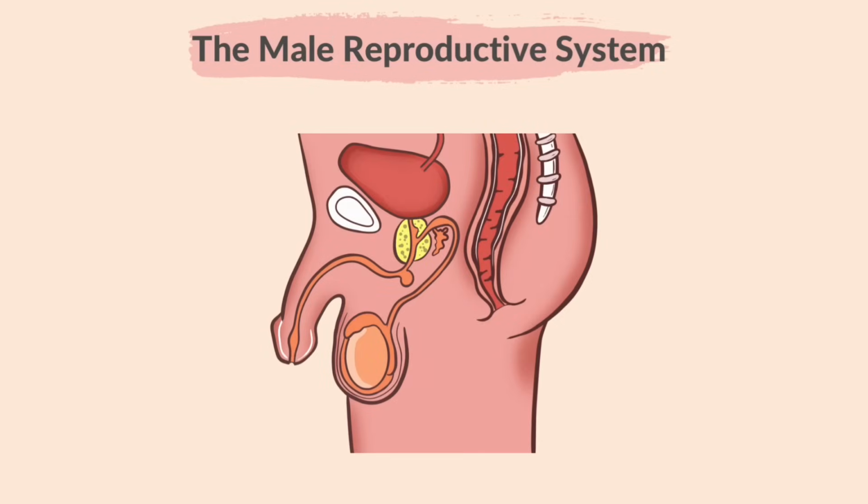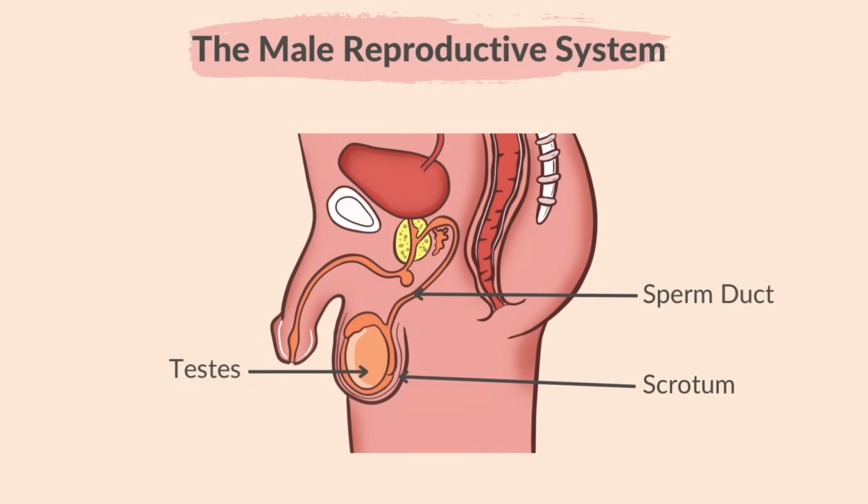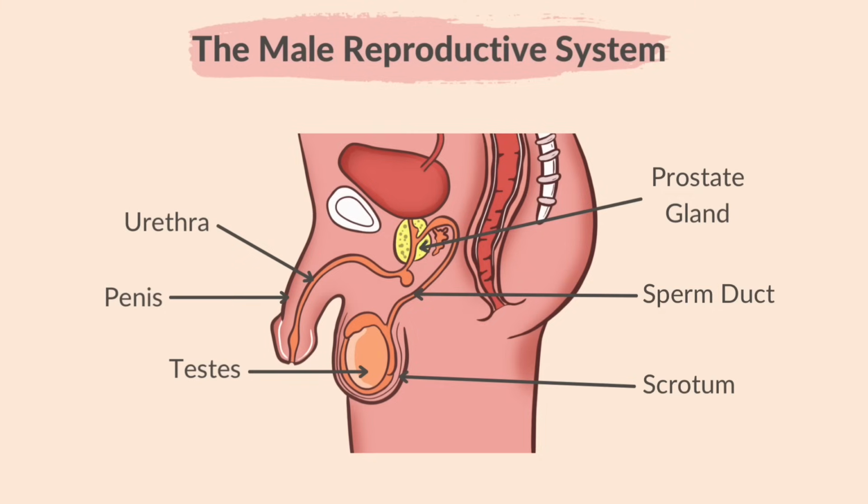Let's first learn the parts of the male reproductive system. These are the testes. This is the scrotum. This is the sperm duct. This is the prostate gland. This is the urethra. And this is the penis.